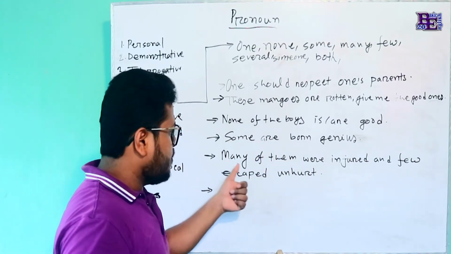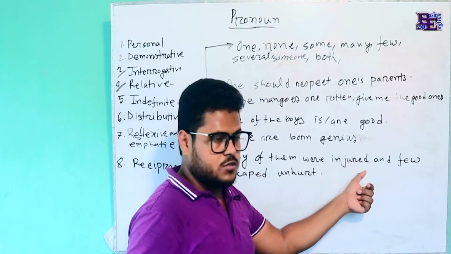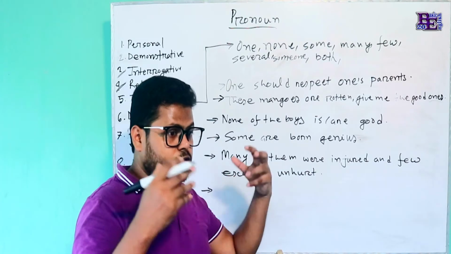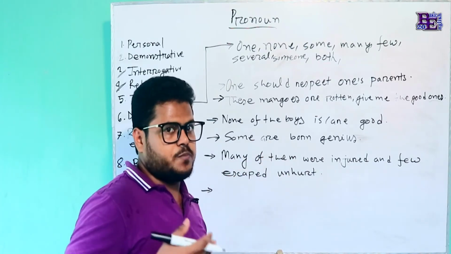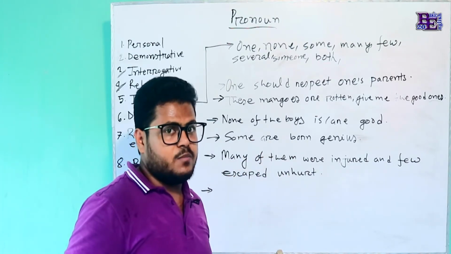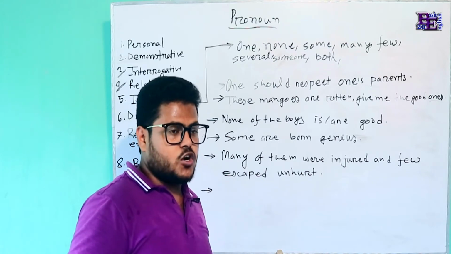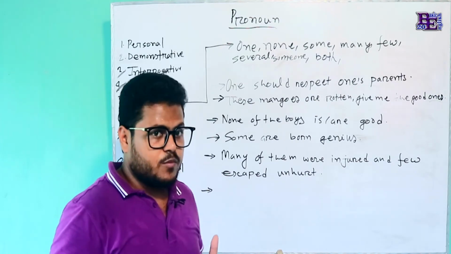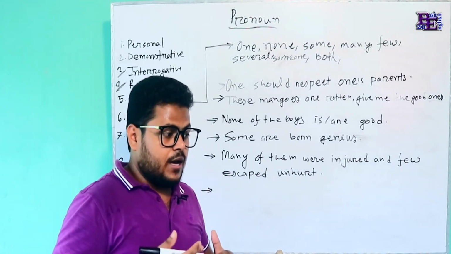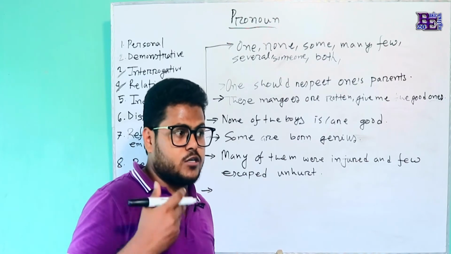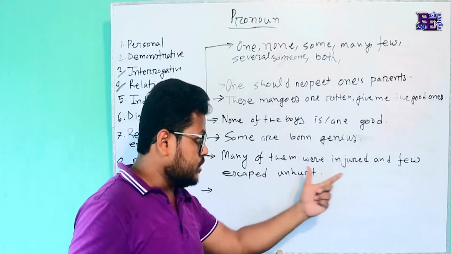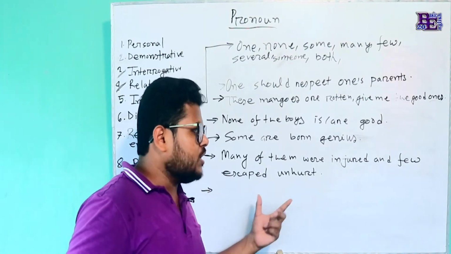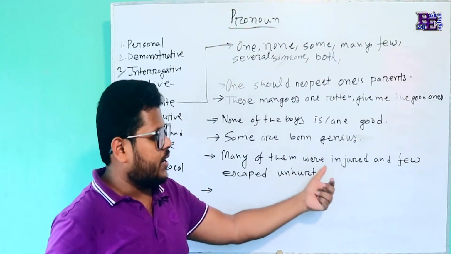Okay, in the next one, many of them were injured and few escaped unhurt. That means in a group there may be hundreds of people, and suddenly they may face an accident, or they may be caught up in a battle. Over there some of them may be injured, or someone may escape from that place. That's why you are not sure of the number of the injured people, or of the people who escaped unhurt. That's why you can say like this: many of them were injured.